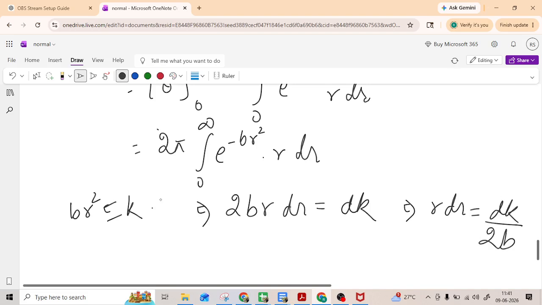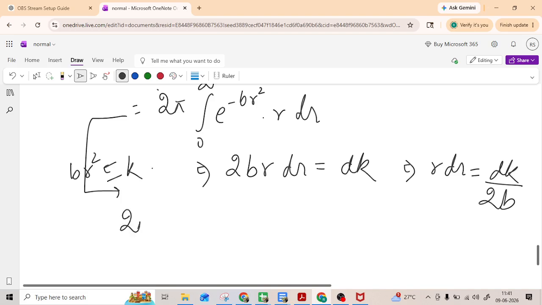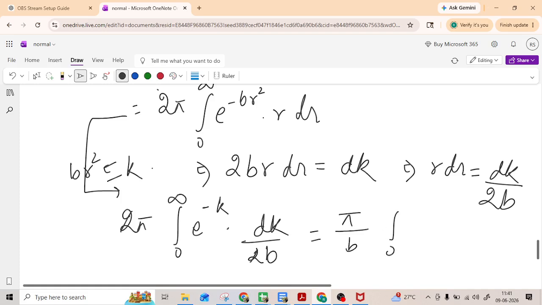Okay, so if we do the replacement, this becomes 2 pi, integral from 0 to infinity still exists, because when you put r as 0, k becomes 0, and when you put r equal to infinity, it becomes infinity only. e raised to the power minus b r square becomes e raised to the power minus k. r dr is dk by 2b. So this 2 and 2 get cancelled, and we are left with pi by b, integral of e raised to the power minus k dk.